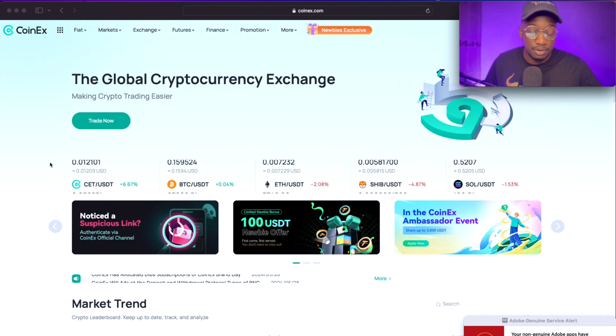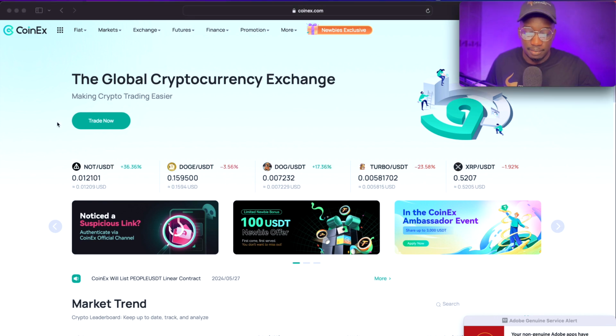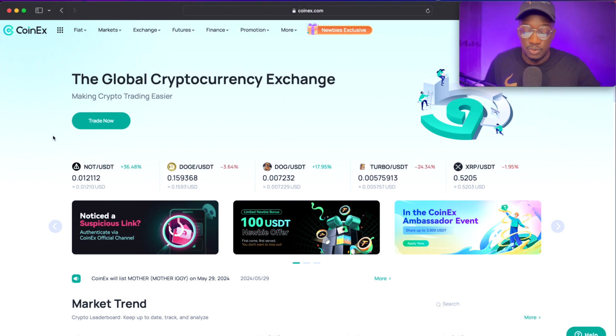CoinEx is a crypto exchange that I've been trading derivatives on, and so far it has been great because fees are lower and they have a lot of tools that can help you avoid pretty much all the liquidations and stuff like that. So this is the reason why I'm also trading on CoinEx. If you like spot trading or derivatives, make sure you use the CoinEx crypto exchange.